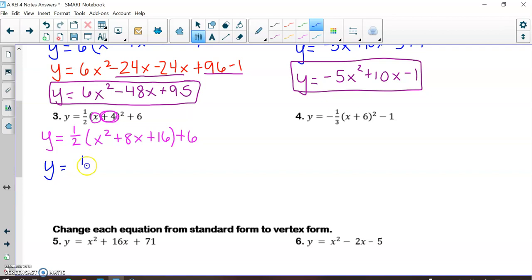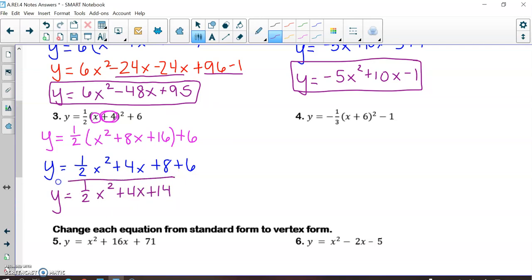So I have y is equal to a 1/2 x squared plus a 4x plus an 8. And then I have that plus 6 on the outside. So now combining like terms, I have y is equal to a 1/2 x squared plus a 4x plus a 14. And that is now in standard form.